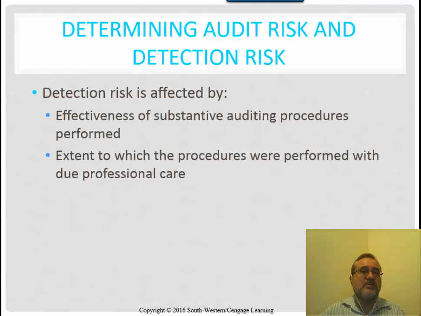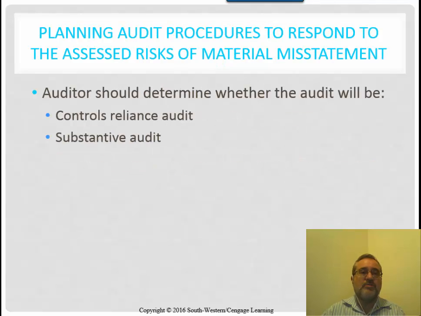The reason we are considering the inherent risk and the control risk is to determine our level of detection risk. So detection risk is affected by the effectiveness of the substantive audit procedures that we perform and the extent to which these procedures were performed with due professional care. The auditor should determine whether the audit will be a controls reliant audit or based upon substantive testing. And again, keep in mind that the substantive testing is where we measure monetary misstatement. It's very possible that the auditor can in fact disregard information based upon the inherent and the control testing and simply rely on the substantive procedures for the entire testing.